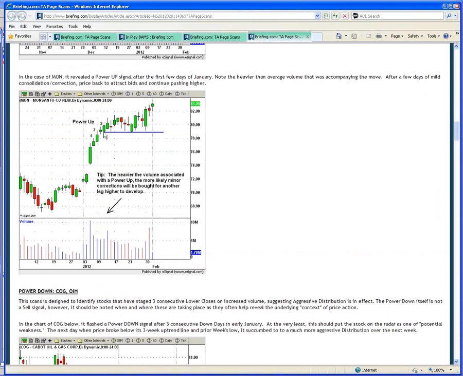Monsanto was one that showed up in early January as a power up. It slipped into a consolidation pattern over the next week or so, managed to hold a decent support area, and has been trading significantly higher since February. And you can notice that the volume, you usually want to see volume pick up significantly as well, well above the average of what it's doing on these power up days.